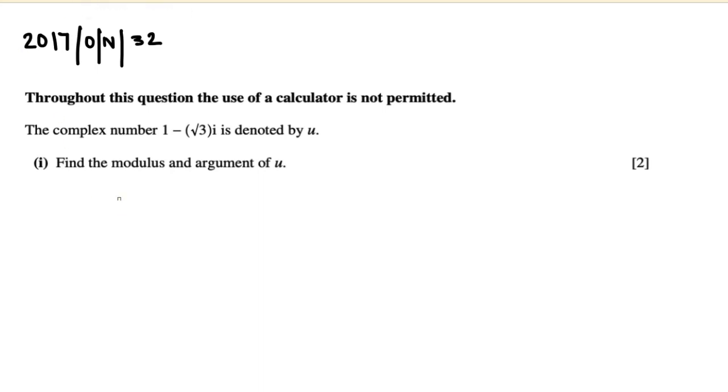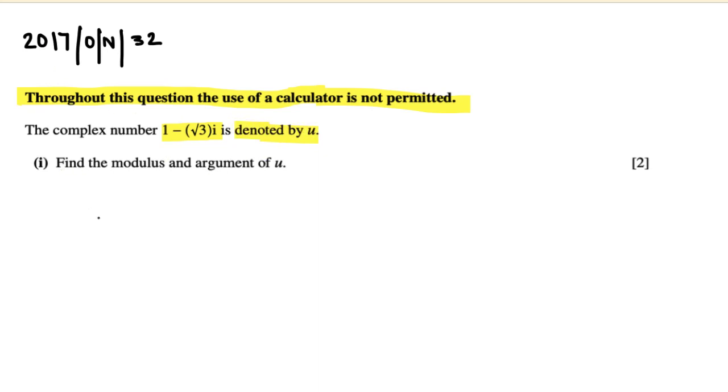Okay, let's start with the second question. Year 2017 October November series, syllabus P3 and paper 32. So the first thing we need to note over here is throughout this question use of calculator is not permitted. Okay, now the first question is: the complex number 1 minus root 3i is denoted by u. Find the modulus and the argument of u.